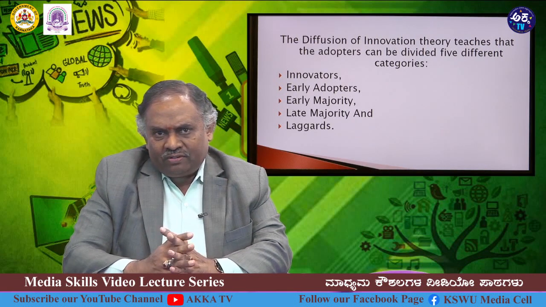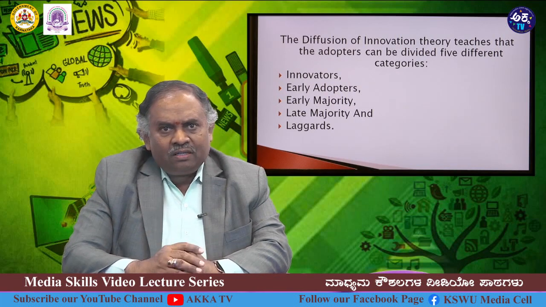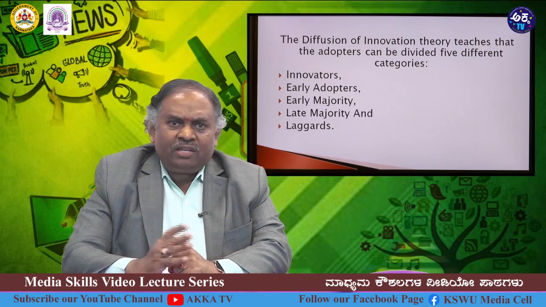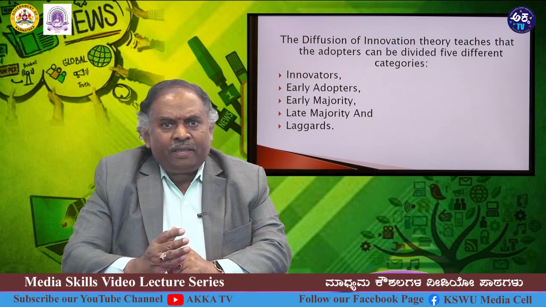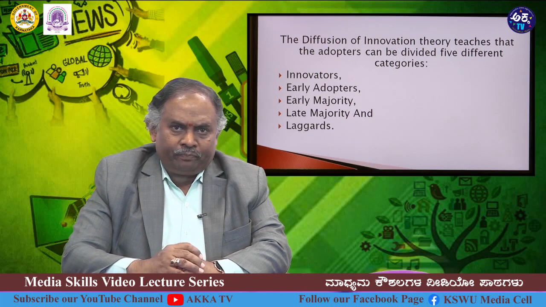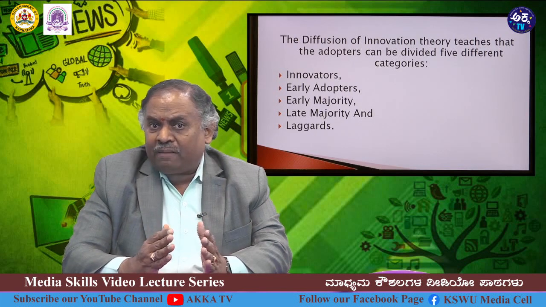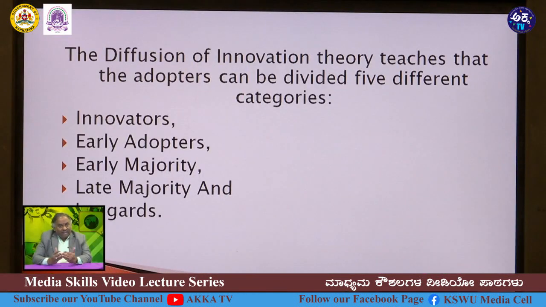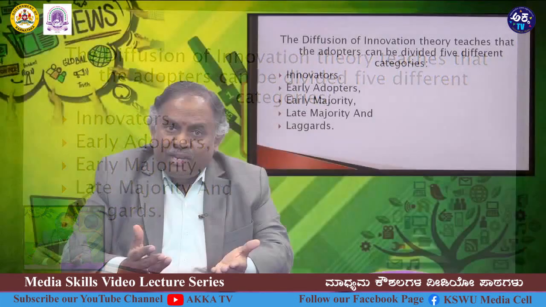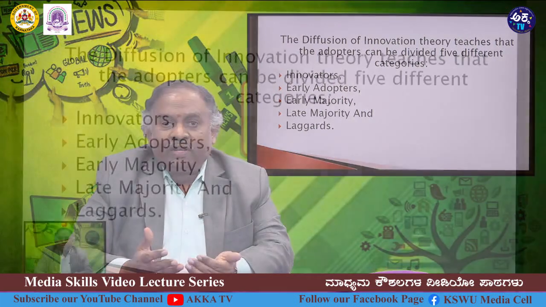The key elements in the diffusion of innovation theory are innovation, adopters, communication channels, time and social system. The innovation can be labeled as any idea that was birthed originally by a person or organization. The diffusion of innovation theory teaches that the adopters can be divided into 5 different categories: innovators, second one is early adopters, third one is early majority, fourth one is late majority, and the fifth one is laggards.